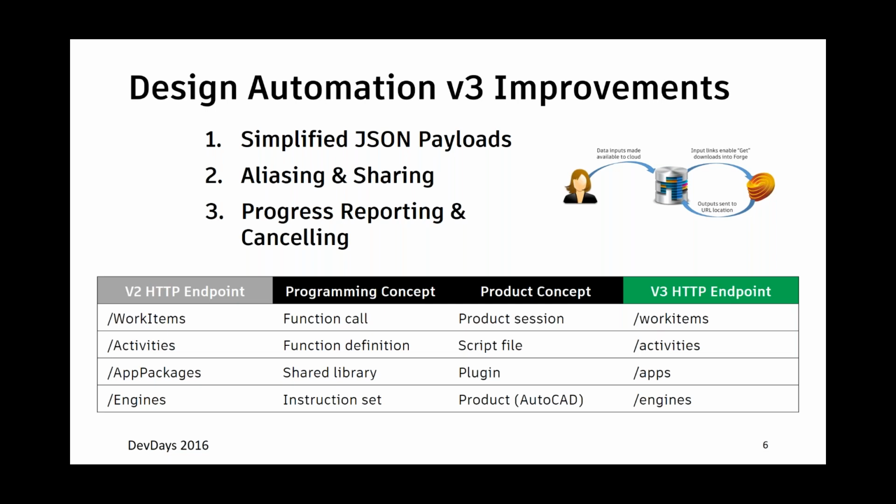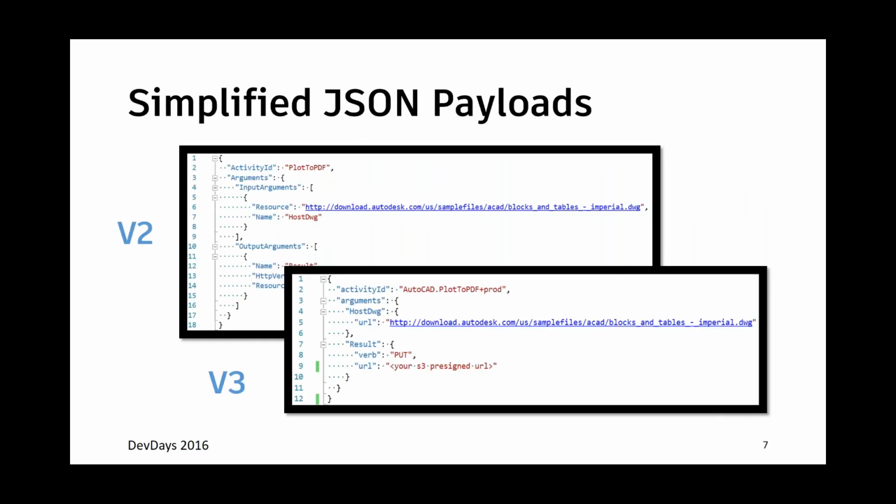Simplified payloads. Here you can see the JSON payloads for a plot to PDF activity, first in V2, hidden in the back, and then a simplified version in V3. You can see that the user has specified an activity for the engine to run, right? In this case, that activity is called plot to PDF, and we have an input argument, which has a resource URL, and an output URL.